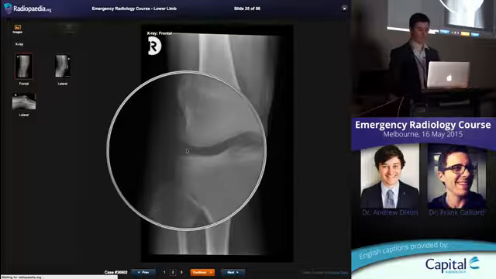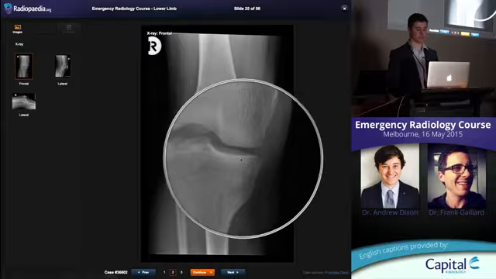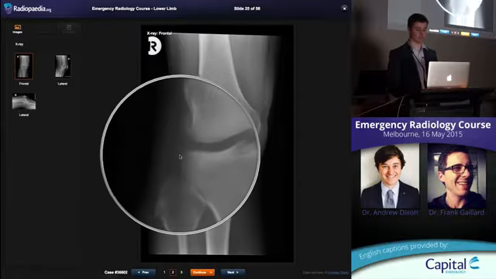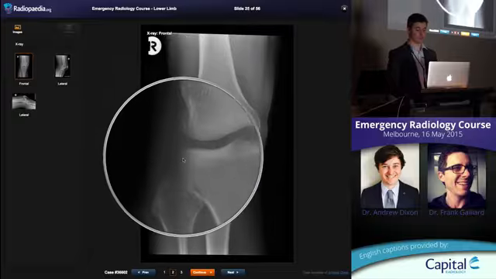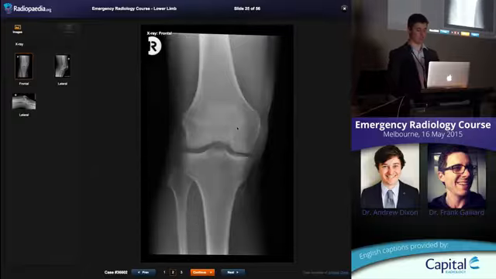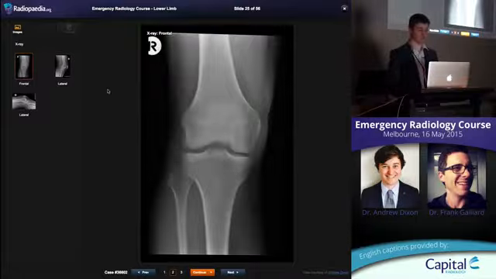All right, so AP film, let's do our little routine. Following those condyles, no step, following those plateau, no step, all looks pretty good. No avulsion fractures that we can spot around here. The patella looks like it's all nice and intact.